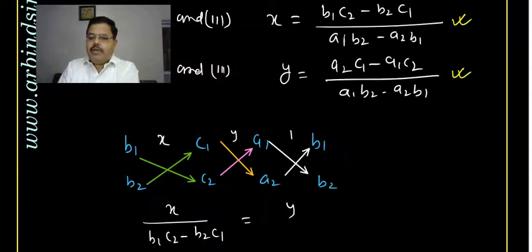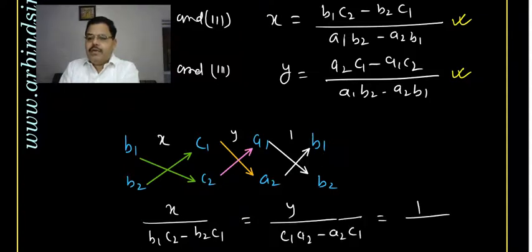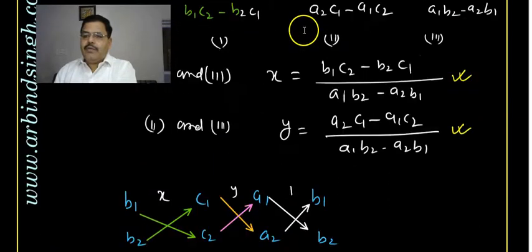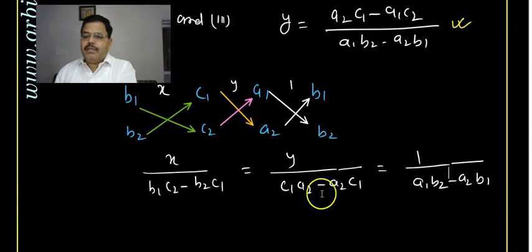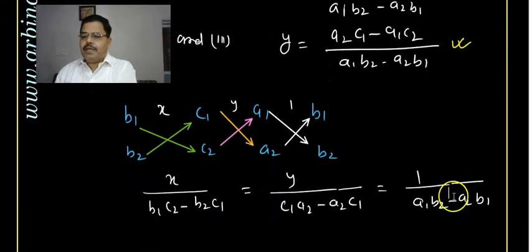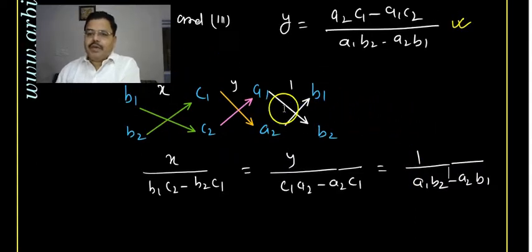And what about Y? Y is equal to C1 A2 minus A2 C1, and that is 1 upon A1 B2 minus A2 B1, and this is what comes there. You have seen here X upon B1 C2 minus B2 C1, and Y upon A2 C1 minus A1 C2, and 1 upon A1 B2 minus A2 B1. So that is the way to memorize it, or just to keep in memory. You can use this to keep in memory.